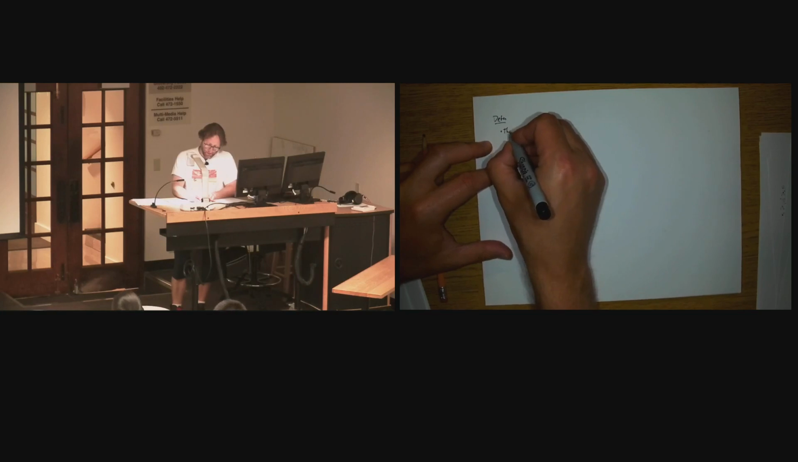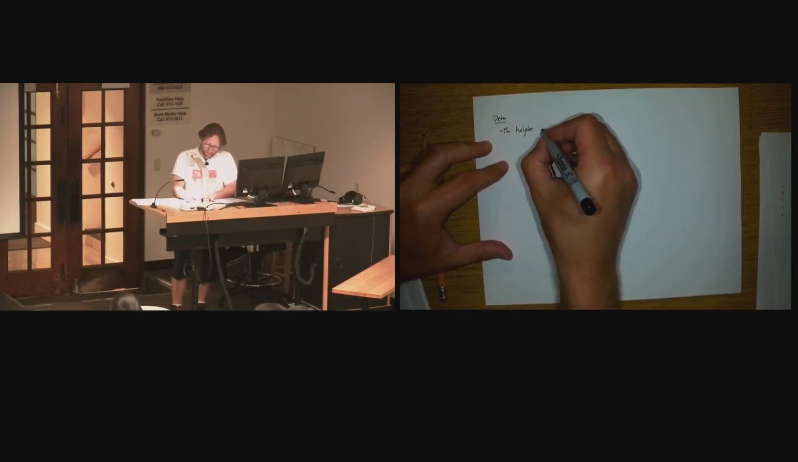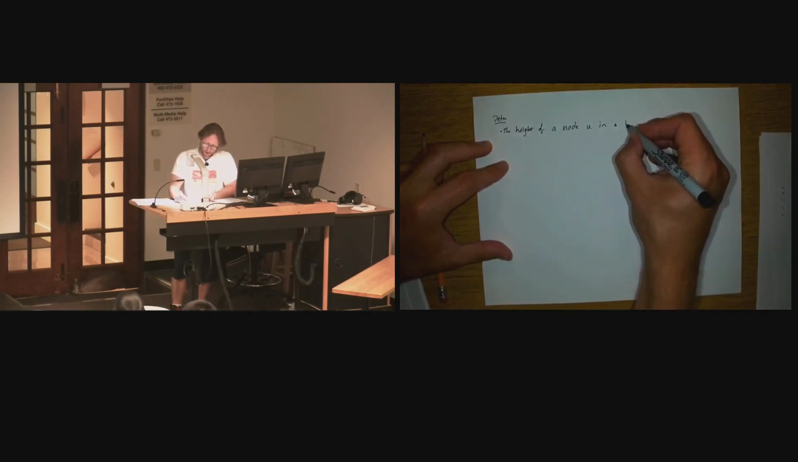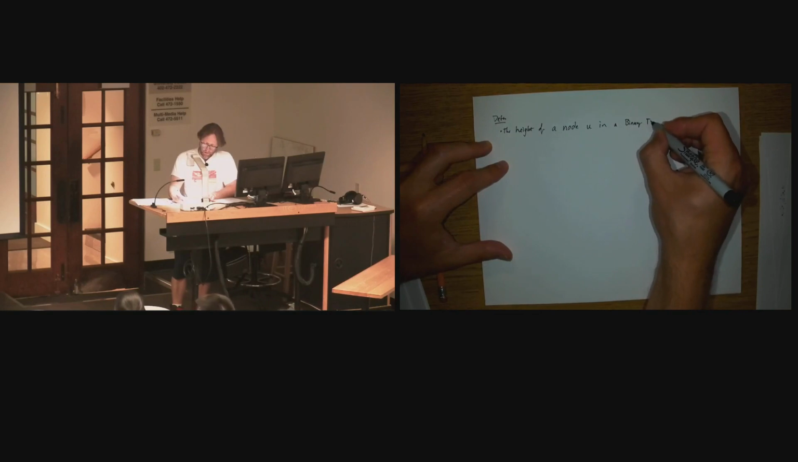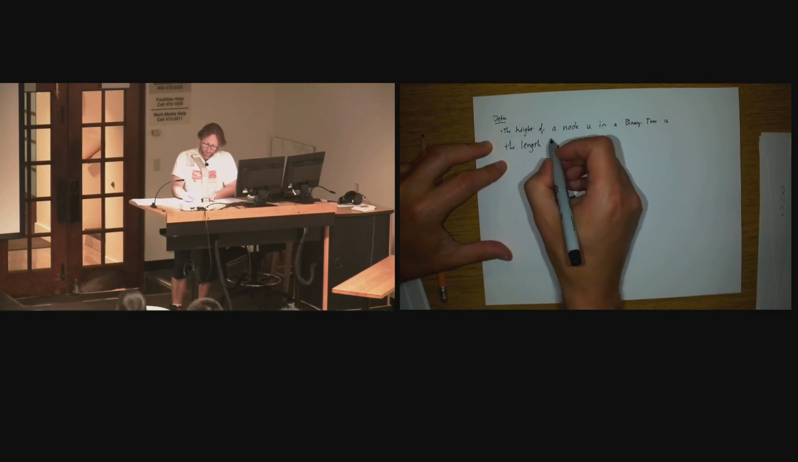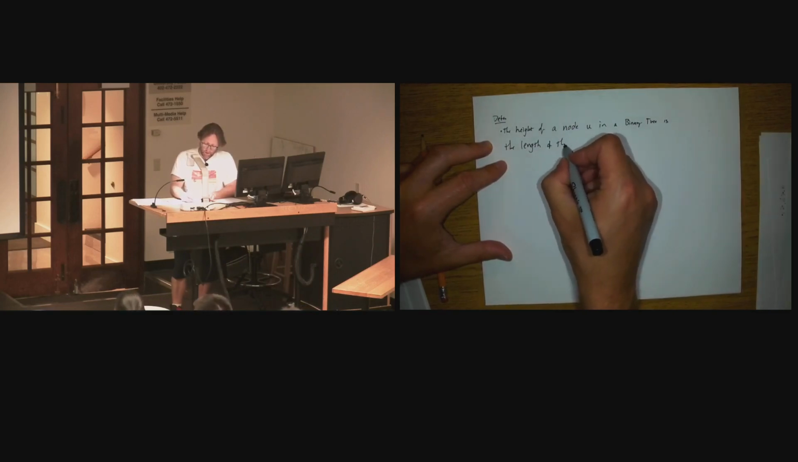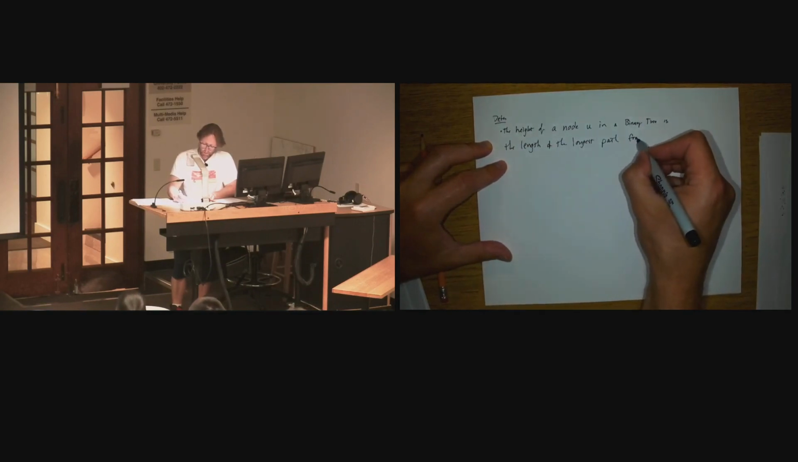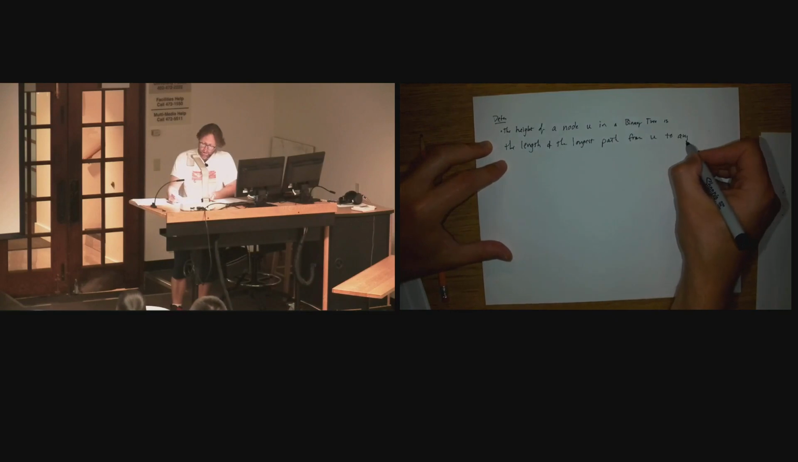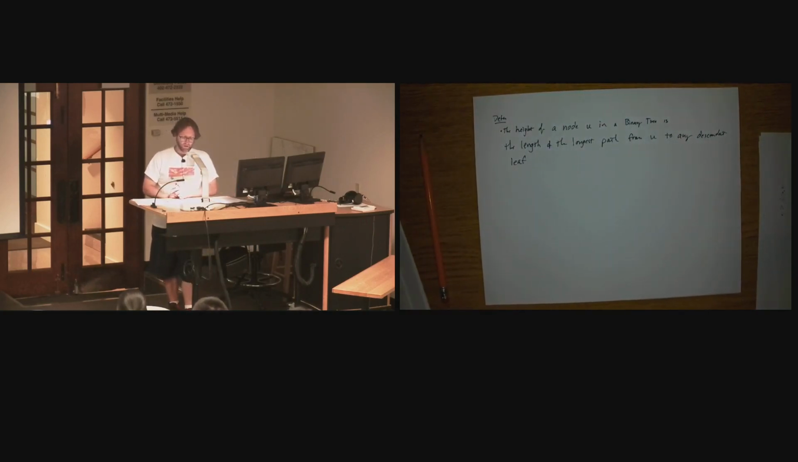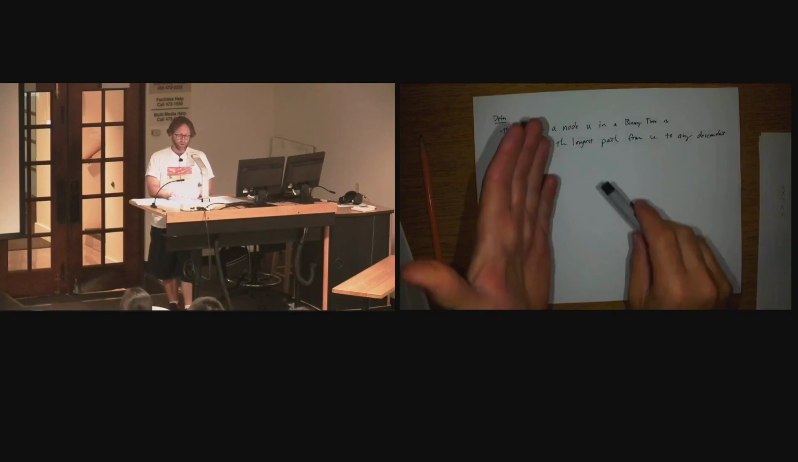The height of a node U in a binary tree is the length of the longest path from U to any descendant leaf or leaf. Right? Now, just as a callback here, remember the longest path problem?